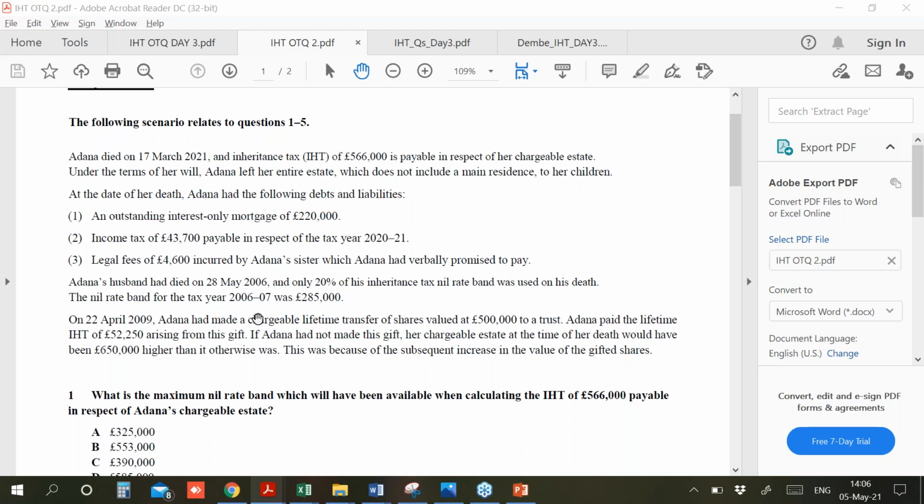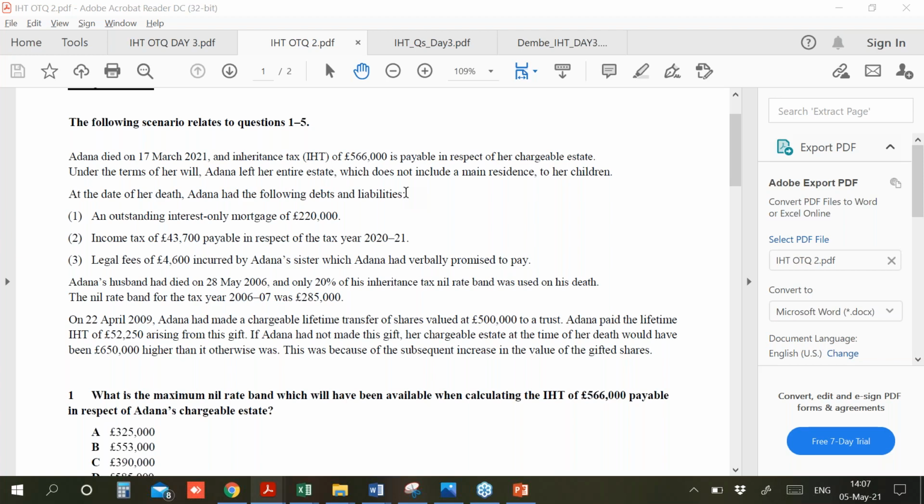Adana died on 17th March 2021. An IHT of 566,000 is payable in respect of her chargeable estate. Under the terms of her will, Adana left her entire estate, which does not include her main residence, to her children.